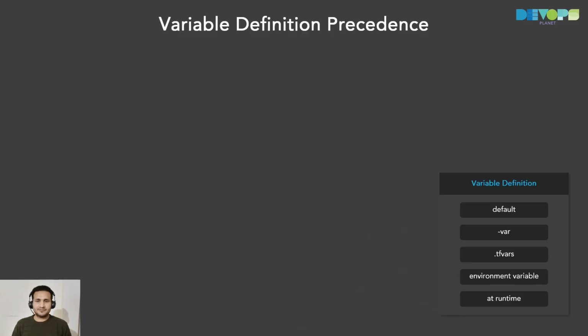So as we have discussed, we do have multiple ways in the variable definition. We do have default, -var, tfvars, environment variable, and at the runtime. So let's see what the variable definition precedence is.